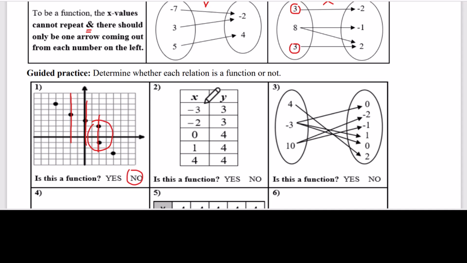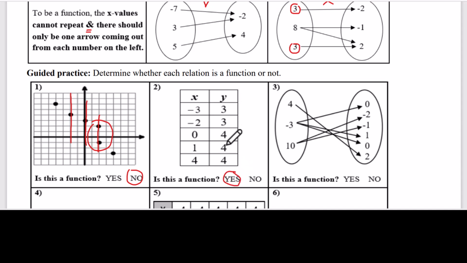Here we have a table, and a lot of people look at this and say, oh my goodness, the 3 is repeating, so that means not a function. But wait a second. This is the y values. We don't care about the y values. We care about the x value. That's what we need to look at. Does the x repeat here? No, all the values are different. So that means it is a function.